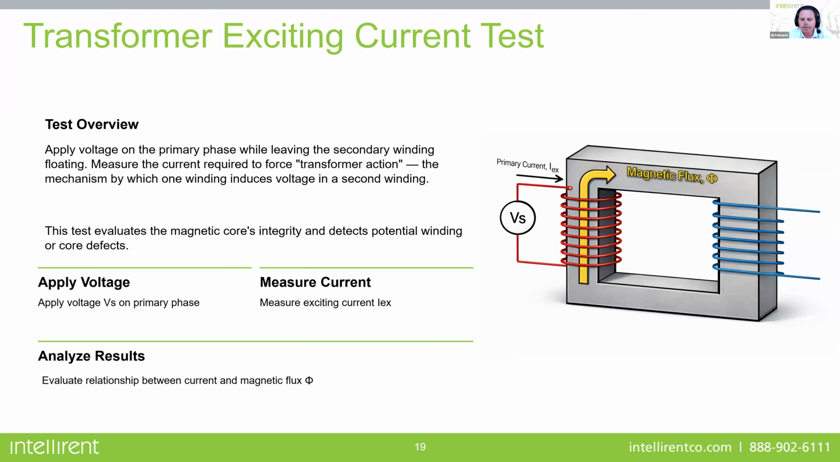For exciting current, this is a test. It's an open circuit test, and we're going to apply a voltage to, let's say, the A phase, and we're going to see how much current it takes to create that transformer action in that core. So we're going to do it for each phase, the A phase, the B phase, and the C phase. And we're going to take the recording of the voltage we inject and what current it took for each phase.